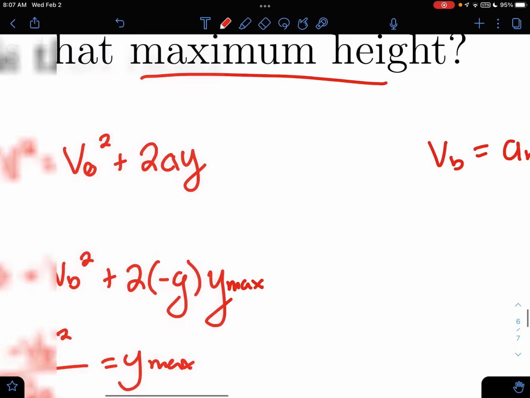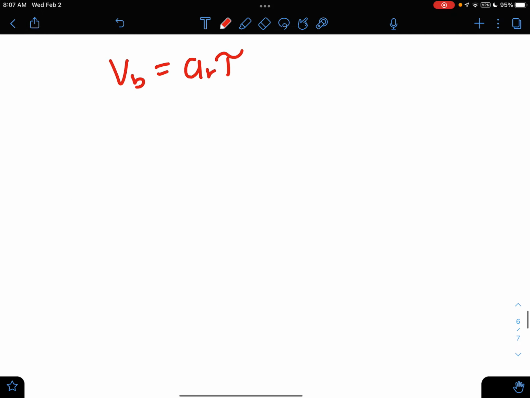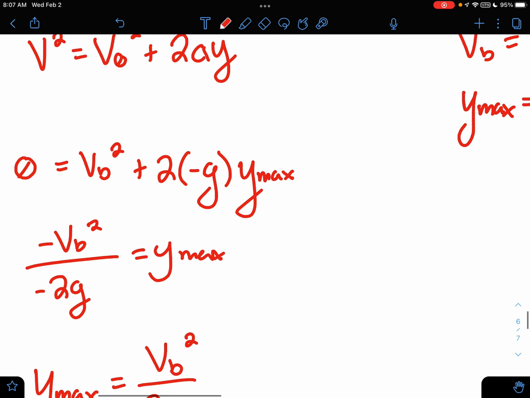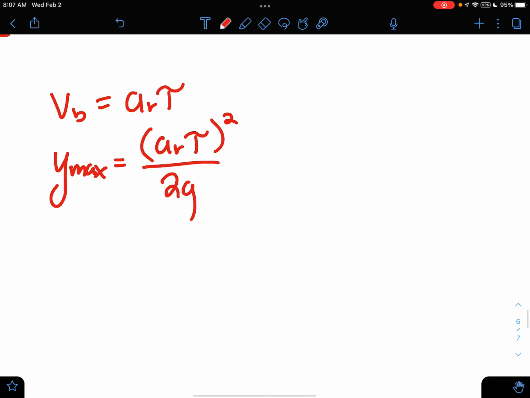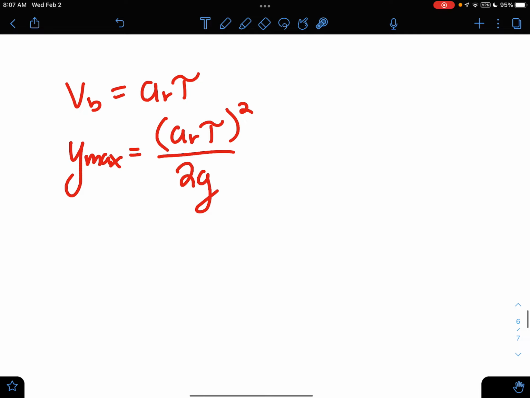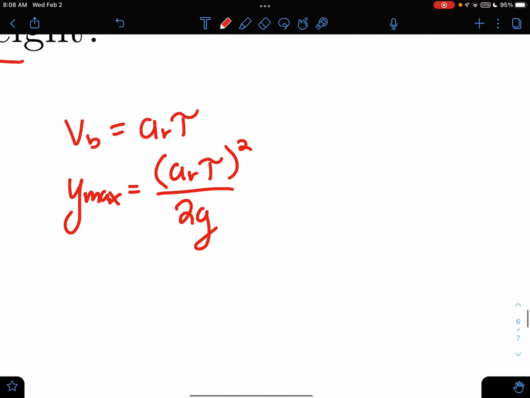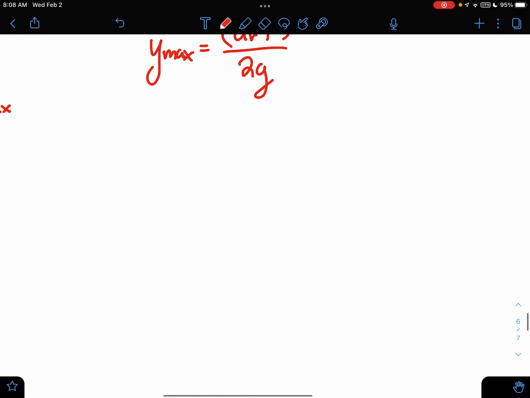Wonderful. So we have our y max equals AR times tau squared over 2G. Cool. This is a pretty simple equation to plug into now because we have this. We remember this from before. We know this because we're given this as well. And we obviously know gravity, because that's just going to be our 10. So now we can plug in everything that we know.